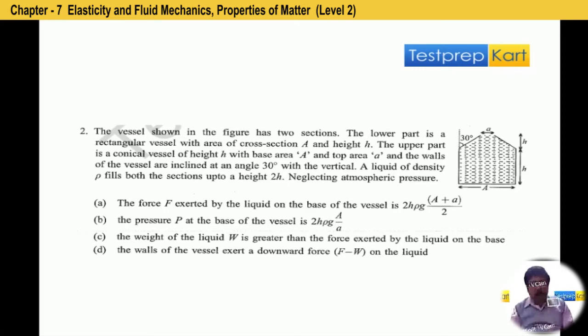The upper part of the conical vessel, the force exerted by the liquid on the base of the vessel is 2h rho g A plus A. So it does not depend on the height, so it cannot be the answer. The pressure P at the base level is also not the answer. The weight of the liquid W is greater than the force, it cannot be, so it cannot be the answer. So the right answer is D. The wall of the vessel exerts a downward force F minus W. Okay, that is the answer.